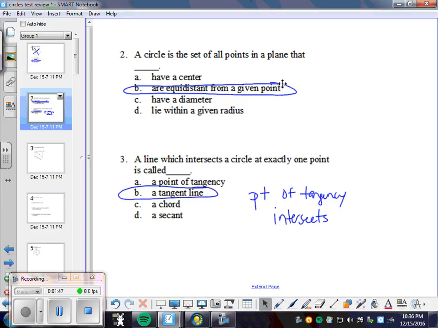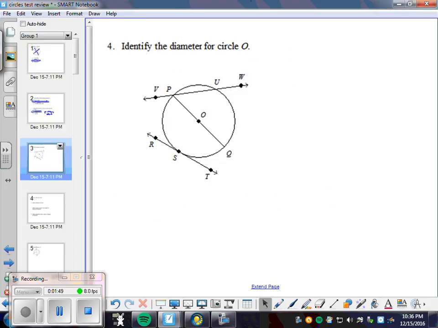Okay, number 4. Identify the diameter for the circle O. So that would be PQ. Remember it has a line above it because it is a line. PQ is your diameter.